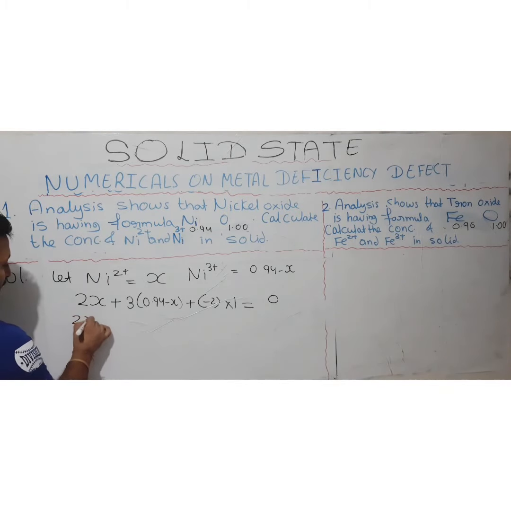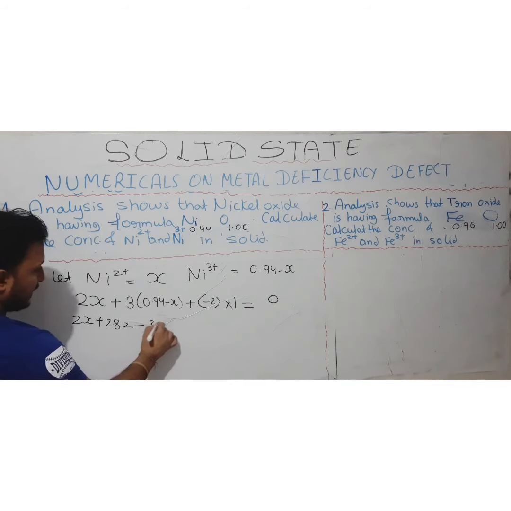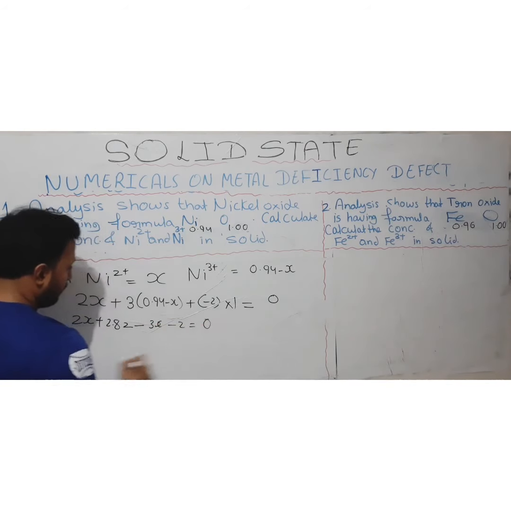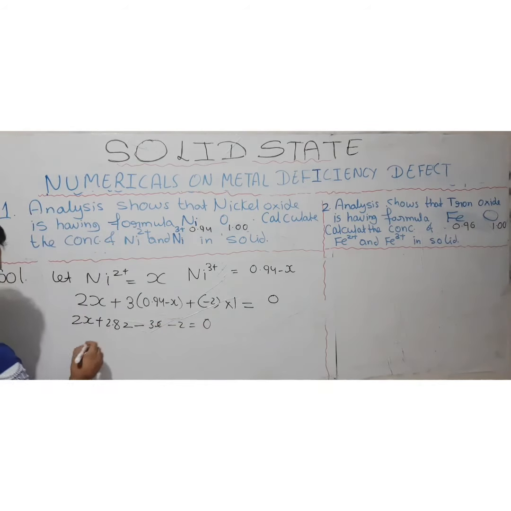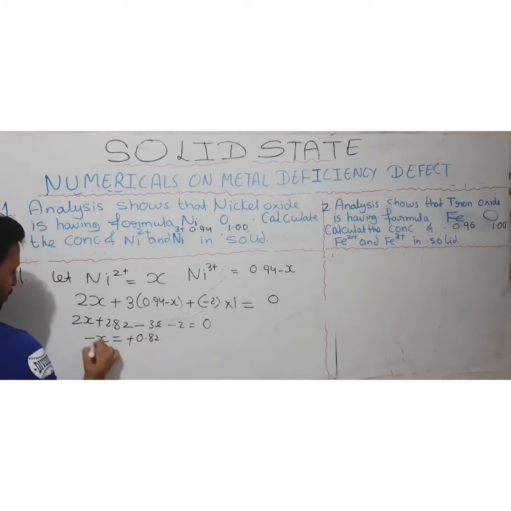Now 2X plus, if you multiply it, you will find it as 2.82 minus 3X minus 2 equivalent to 0. So we will be calculating the value of X here. So minus X will be equivalent to minus 0.82, or the X value will be equivalent to 0.82.